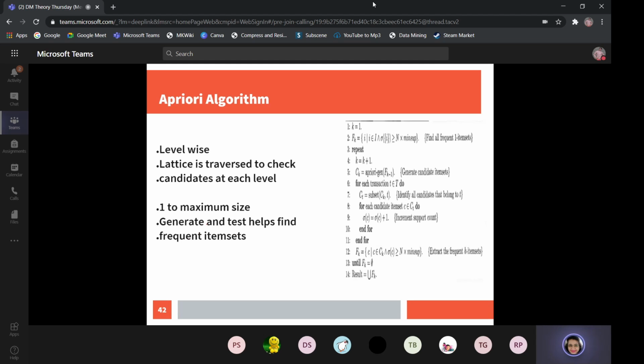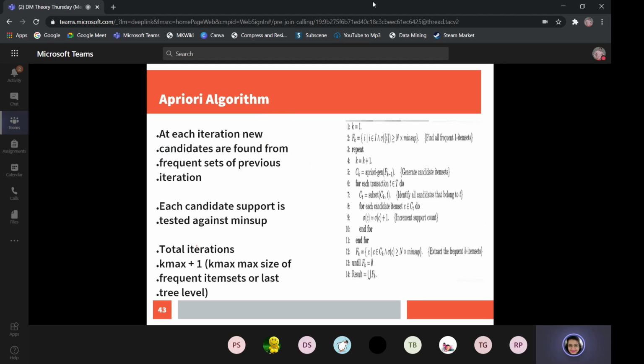The other thing you will note about the Apriori algorithm is that it does a level-wise traversal. The entire lattice is traversed starting from the root, then level 1 for frequent item sets of size 1, then you go to level 2 where frequent 1-item sets are combined to form 2-item sets, then level 3, level 4. So you are traversing and checking the candidates at each level, starting at the root and going to the maximum level to find the frequent item sets.